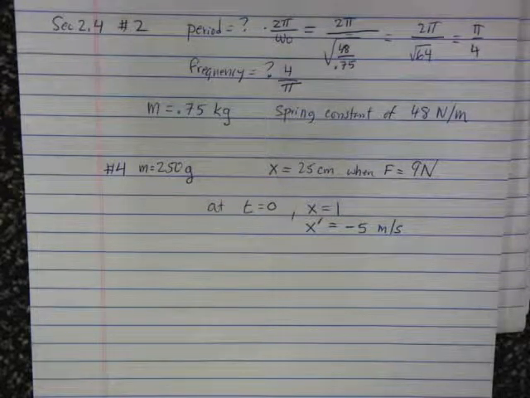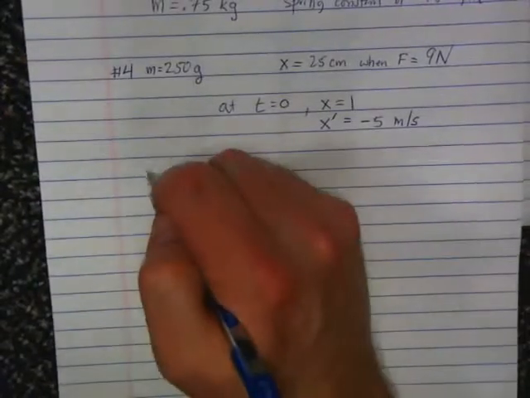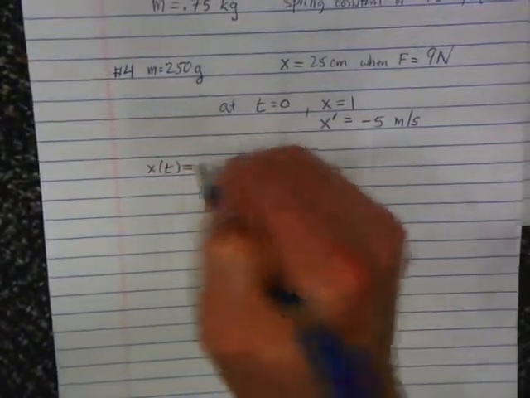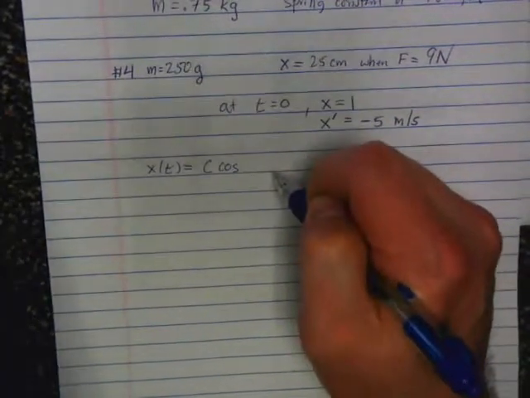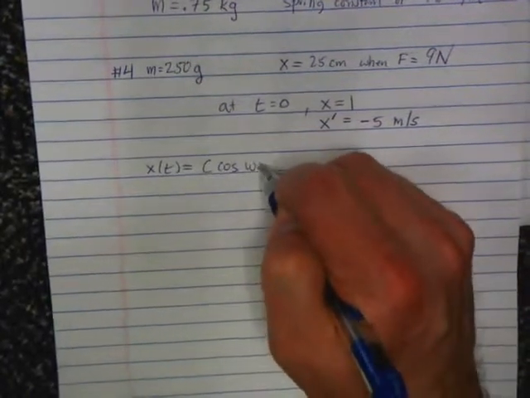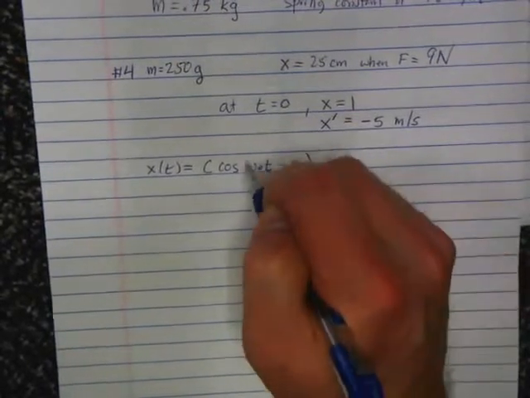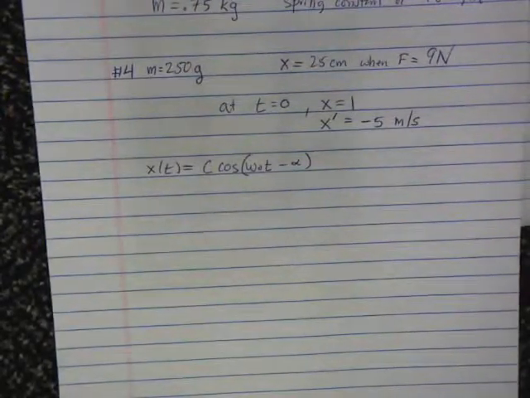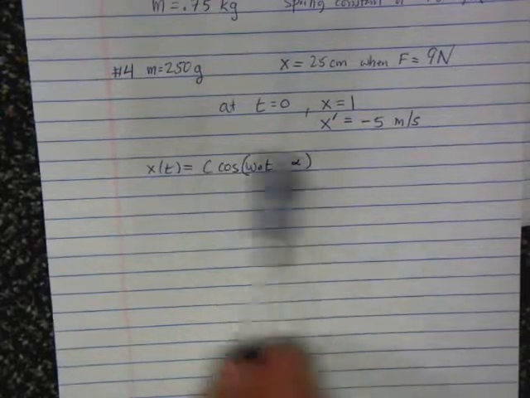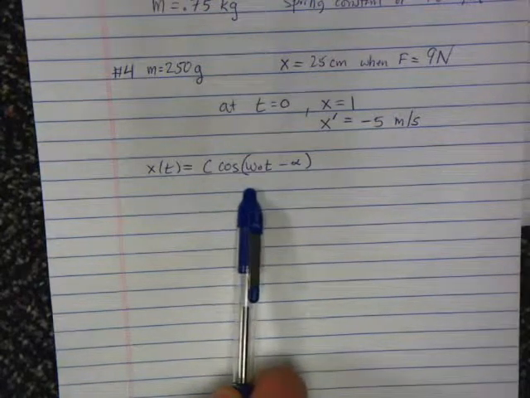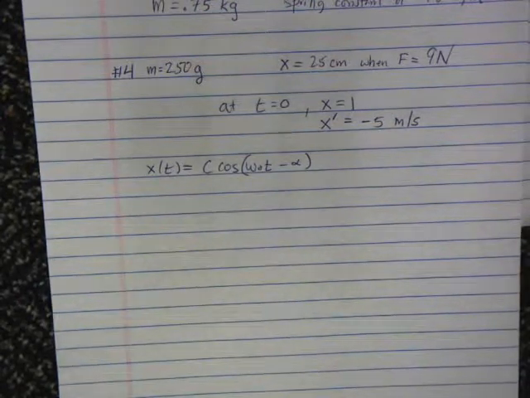The directions are find x of t. So it wants us to find x of t in the form c cosine omega naught t minus alpha. And then it says find the amplitude and the period. Well, once I have this formula written out, I can very easily find the amplitude and the period, correct? All right.